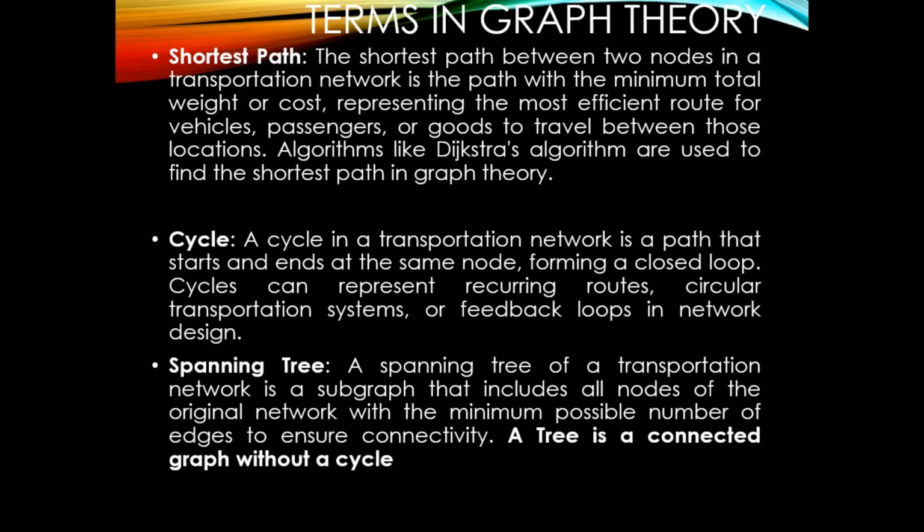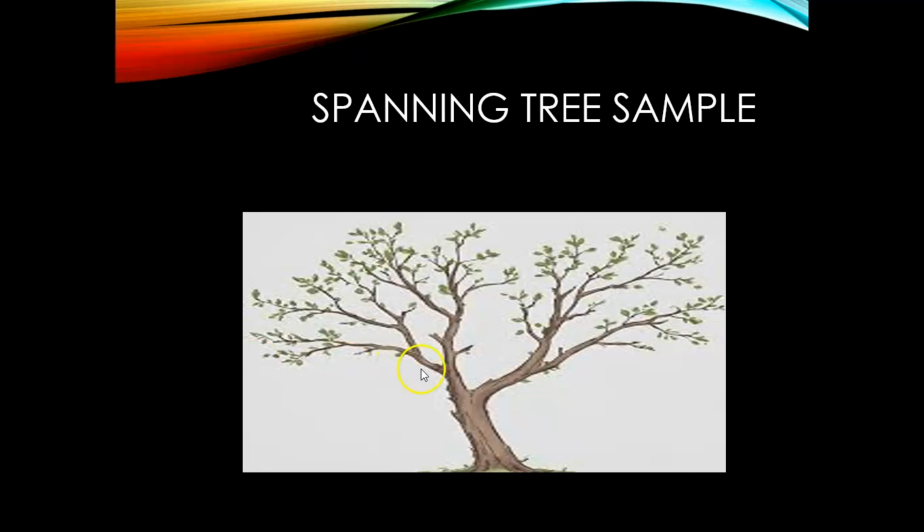It just keeps creating a subgraph. So, we have the roots, the root creates branches. Out of the branches comes another form of branches, and it keeps going like that. So that is what we're saying, a graph creating subgraphs. A spanning tree of a transportation network is a subgraph that includes all nodes. And this is just a normal tree. It doesn't have anything to do with a spanning tree. I just brought in this picture in order to explain better.